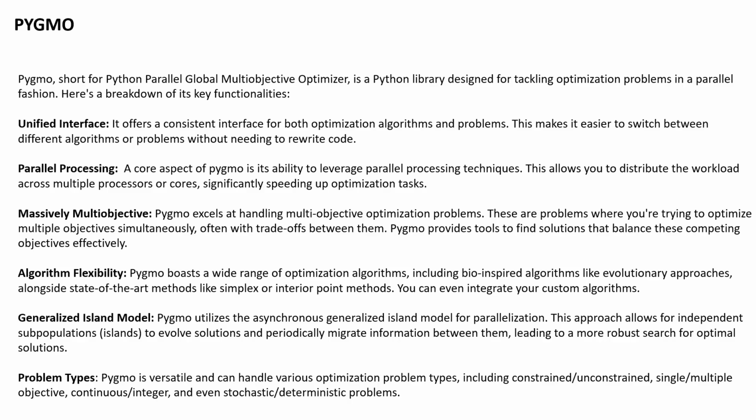Next, we come to the last topic for today, which is Pygmo. It is basically a Python package. It is short for Python Parallel Global Multi-Objective Optimizers. It's a big name, but it is basically an optimization package, which has a few perks.